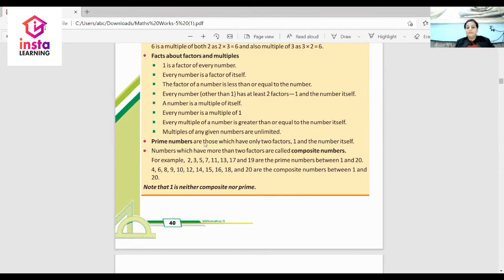Prime numbers are those which have only two factors, 1 and the number itself. Numbers which have more than two factors are called composite numbers. For example, 2, 3, 5, 7, 11, 13, 17, 19 are the prime numbers between 1 and 20. 4, 6, 8, 9, 10, 12, 14, 15, 16, 18 and 20 are the composite numbers between 1 and 20. Note that 1 is neither composite nor prime.